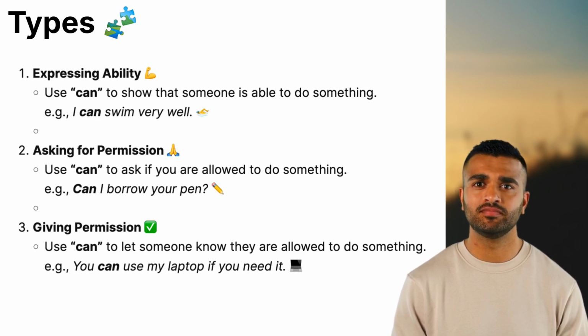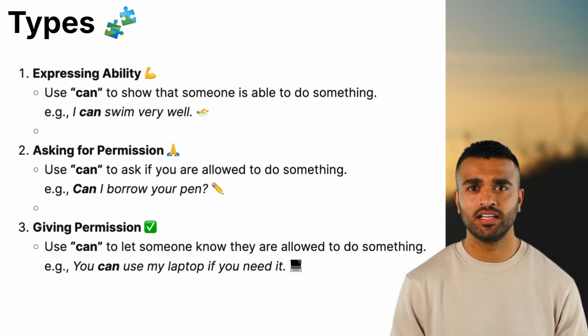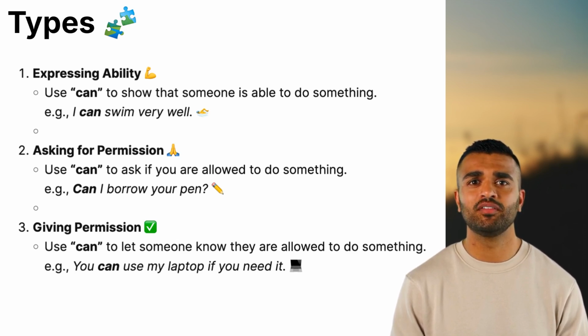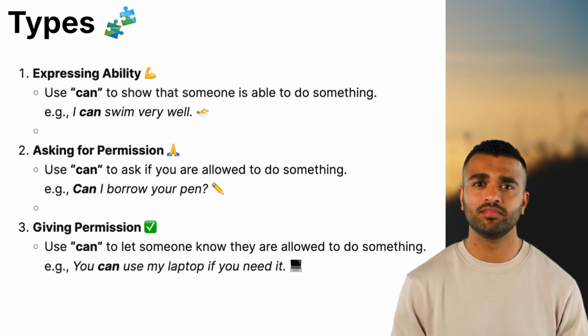More examples. She can speak 3 languages. They can play the guitar. If you want to describe a skill or talent, can is the perfect word to use. 2. Asking for permission. Use can when asking if you are allowed to do something. This is a casual way to request permission.